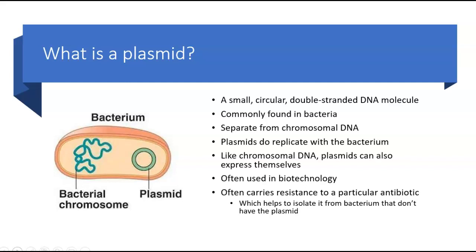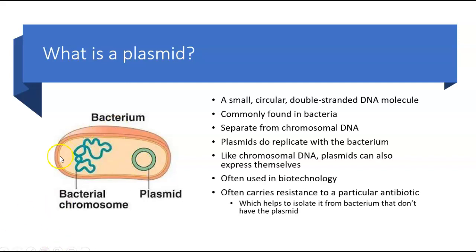So first, let's talk about what a plasmid is. A plasmid is a type of DNA that is oftentimes found in most bacteria. It is a small, circular, double-stranded DNA molecule. This is separate from the bacterial chromosomal DNA.